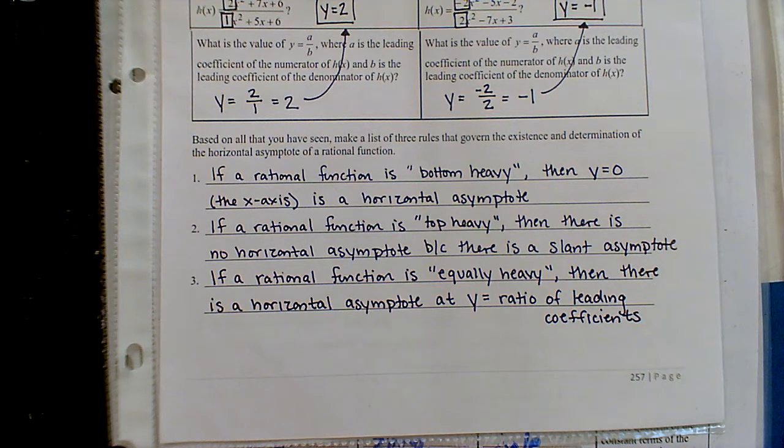So these are 3 rules that we're going to be able to use while looking at these rational functions and then trying to actually graph them. You'll be able to determine where the horizontal asymptote is. So as you finish up, we're going to go ahead and try some examples now.